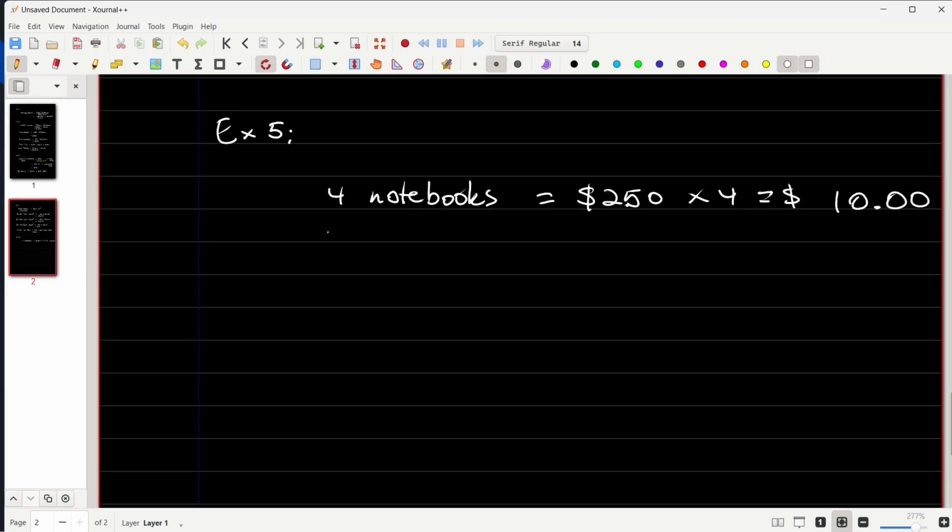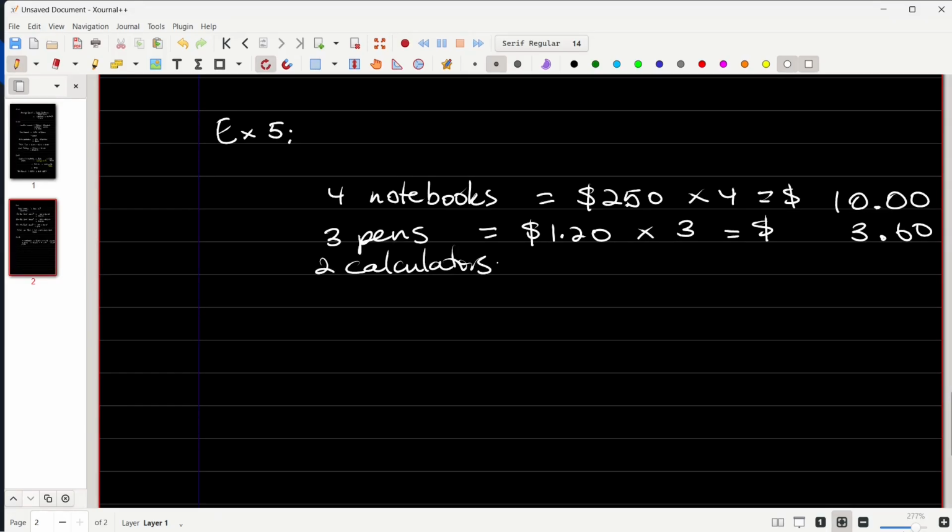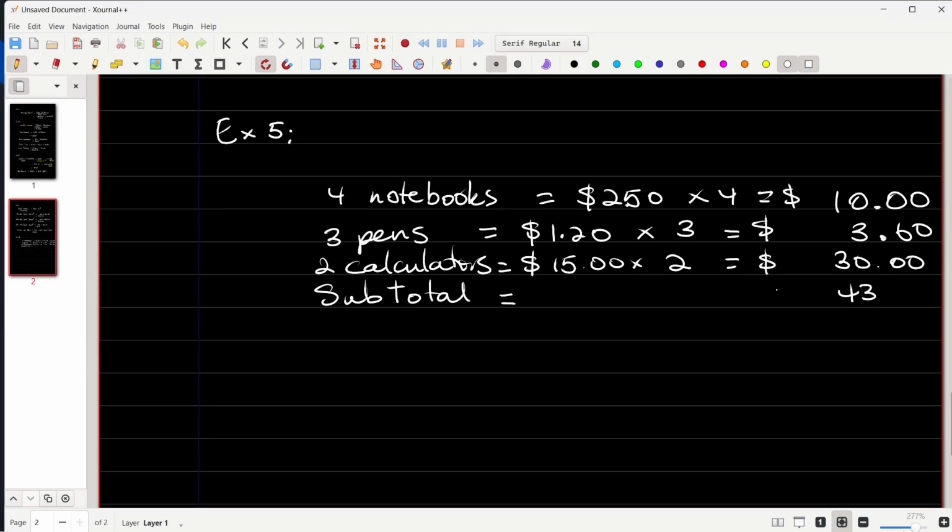Then we have 3 pens, which will cost me $1.20 each, times 3, and this would be equal to $3.60. Then we have 2 calculators, and that will cost me $15 times 2, which is $30. So the subtotal would be equivalent to $43.60.